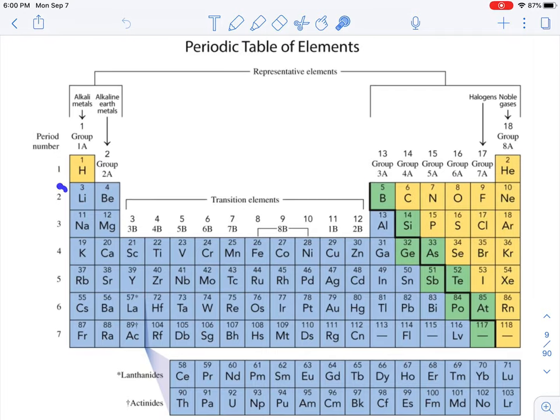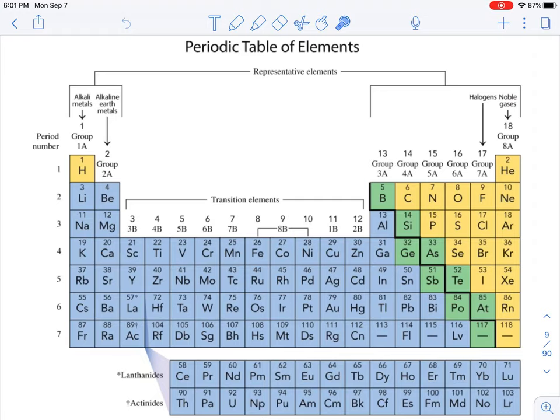For period 2, we have lithium, beryllium, and then boron, carbon, nitrogen, oxygen, fluorine, and neon. So all of these elements over here belong to period 2. We can continue that train of thought for period 3: sodium, magnesium, aluminum, silicon, phosphorus, sulfur, chlorine, and argon are all elements that belong to period 3.